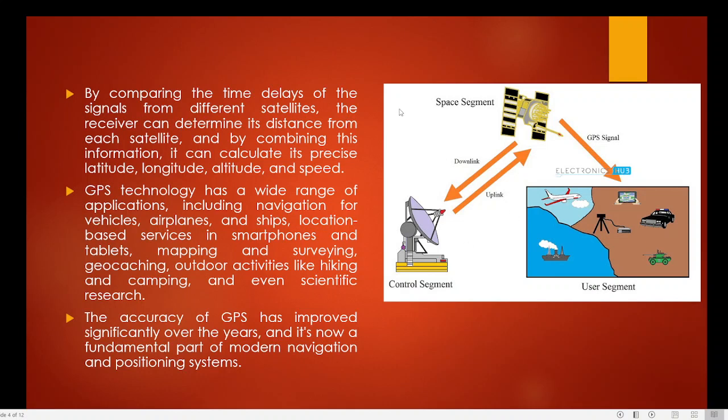By comparing the time delay of signals from various satellites, the receiver can determine its distance from each satellite. And by combining this information, it is possible to calculate the precise latitude, longitude, altitude and speed. So for example, you are walking or moving in a car, and there are a lot of apps now. In Google Maps itself, it will show how much speed you are traveling. Then there are a lot of location-based apps, for example, Eye-share, Life 360, a lot of such apps.